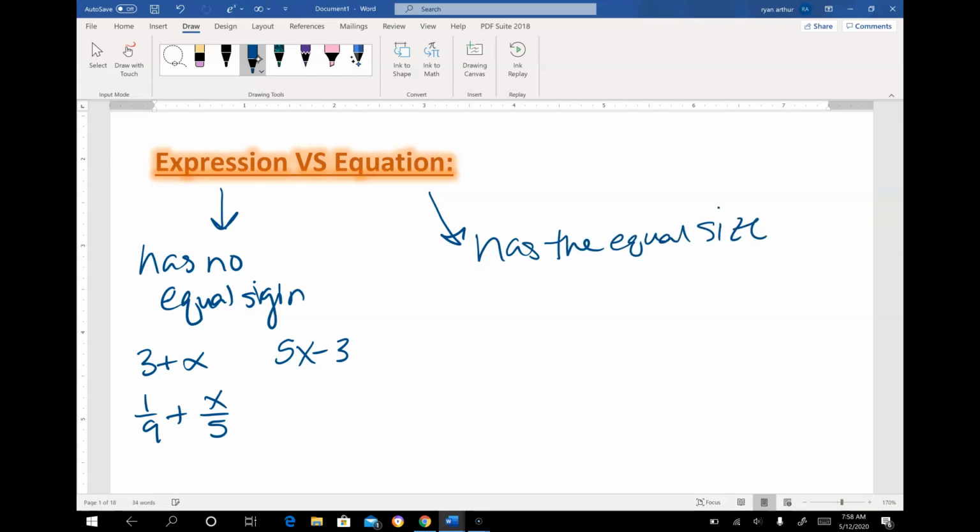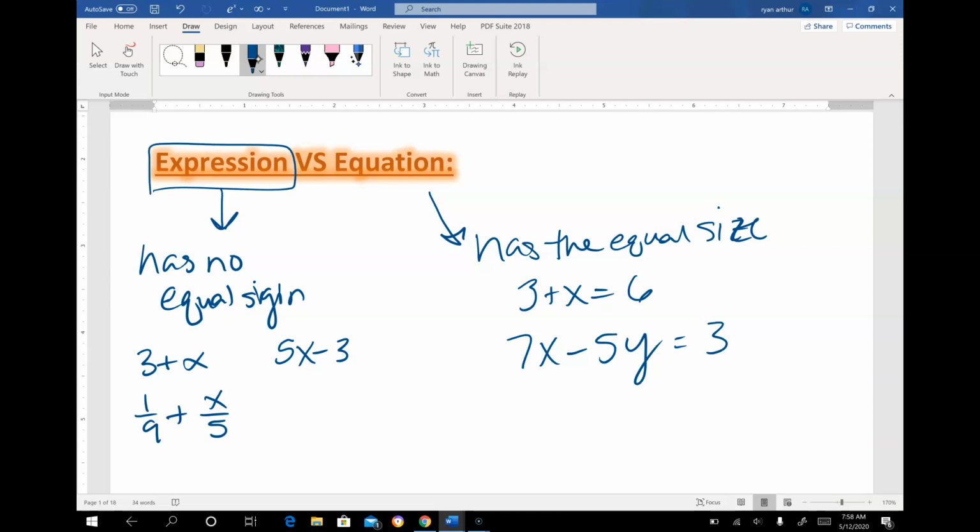Okay, and like I said, there's more to it. There's bigger definitions. But I'm just going to get down to the simplicity of it. So an equation is like 3 plus x equals 6. Or 7x minus 5y equals 3. Those are all equations. So today we're actually going to do an equation, where we've been doing the expressions, just simplifying one side. Now we're going to simplify both sides and solve.